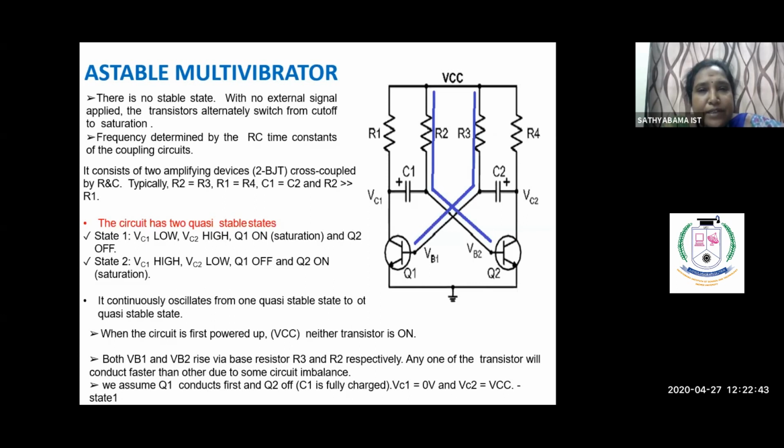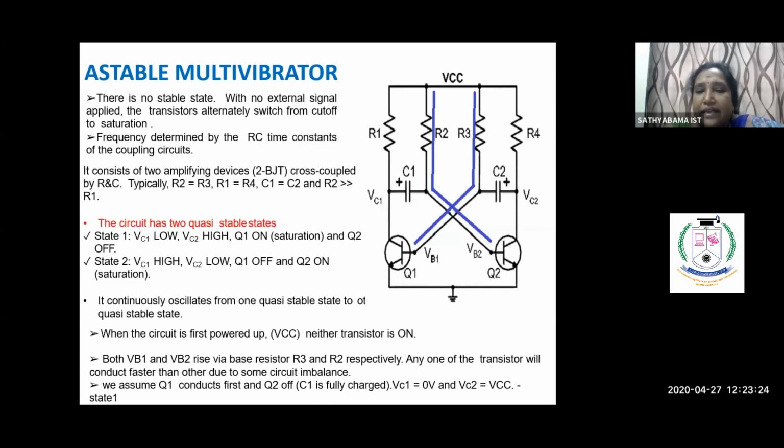Now listen to how the astable multivibrator works. This is a very new circuit for you. Look at the circuit. Here we have used two transistors, Q1 and Q2, and both transistors are identical to each other. Looking at the circuit connection, the emitter terminal of Q1 and the emitter terminal of Q2 are coupled together and connected to ground.